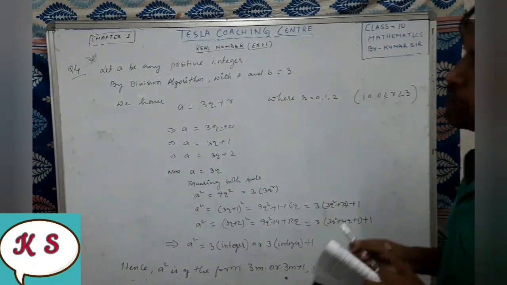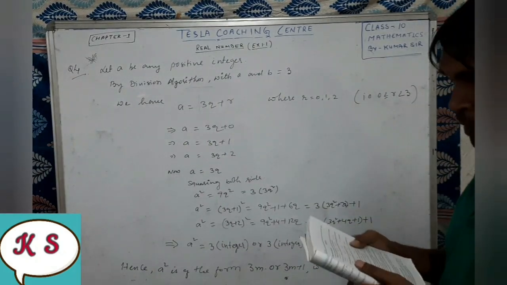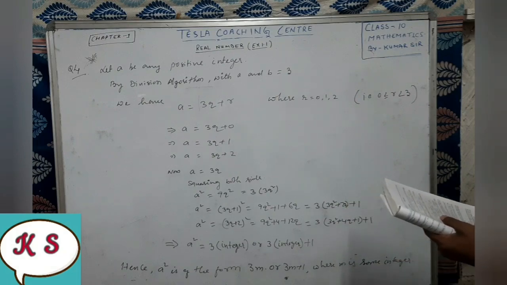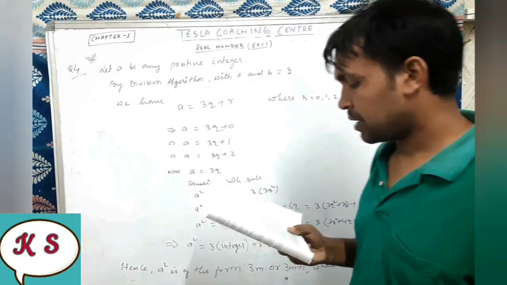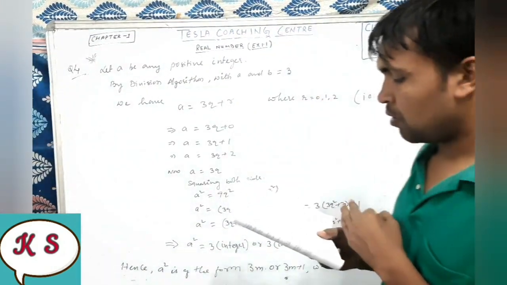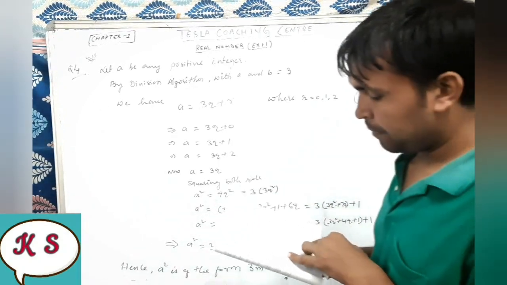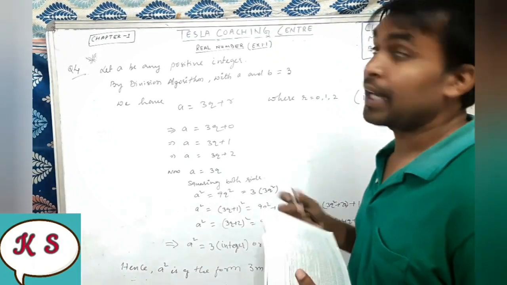It comes generally, this chapter is for 3 marks, and sometimes they ask this question for 3 marks. But it is easy. Let us try to understand. So the question is, use Euclid's division lemma to show that the square of any positive integer is either in the form of 3m or 3m plus 1 for some integer m, where m is an integer.